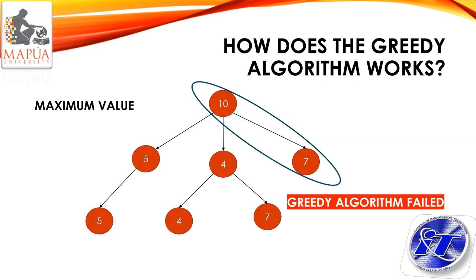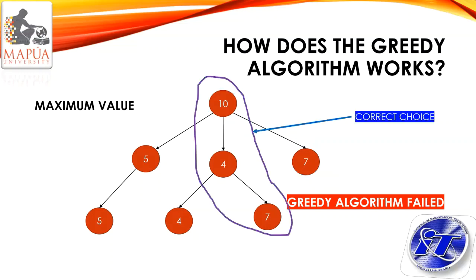So the correct answer should be this one. But there is no way that our algorithm could find out that this will be bigger because it chooses 7. Again, don't forget, the algorithm doesn't go back. When you are in level 1, you cannot go to level 0.